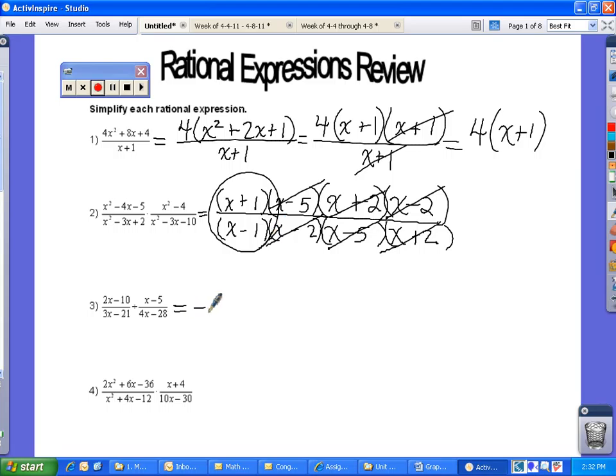For the next one, the top 2x minus 10, I'm just going to factor out a GCF, so I'm left with x minus 5. On the bottom, I want to factor out a 3, so I'm left with x minus 7. For the second one, I just leave the x minus 5, and I factor out a 4 from the 4x minus 28, and I'm left with 4 times x minus 7.